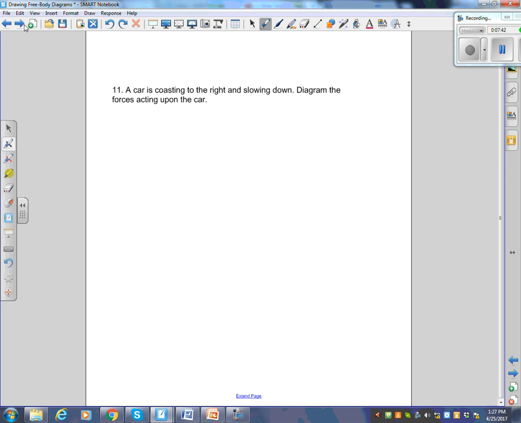A car is coasting to the right and slowing down. Diagram the forces acting upon the car. The car is on a surface like a road. We have weight force. We have normal force. It is coasting to the right and slowing down, so the only sideways force acting on it is friction. That's the only sideways force there is. I've had kids argue with me because they say, well, even if the engine's running, there's a little bit of an applied force. I will accept that as long as your applied force is smaller. Okay? Free body diagrams, we're good?